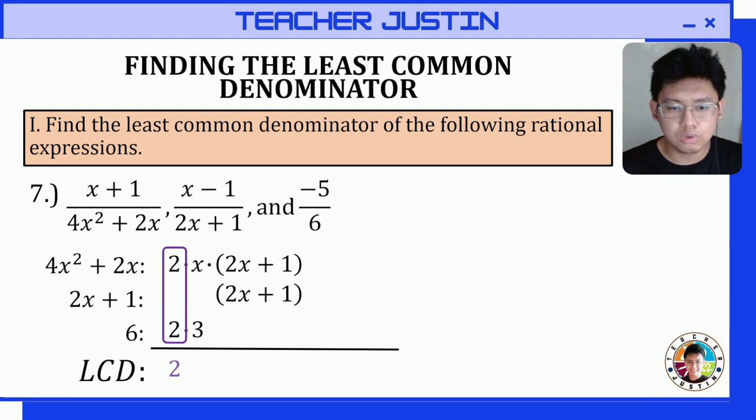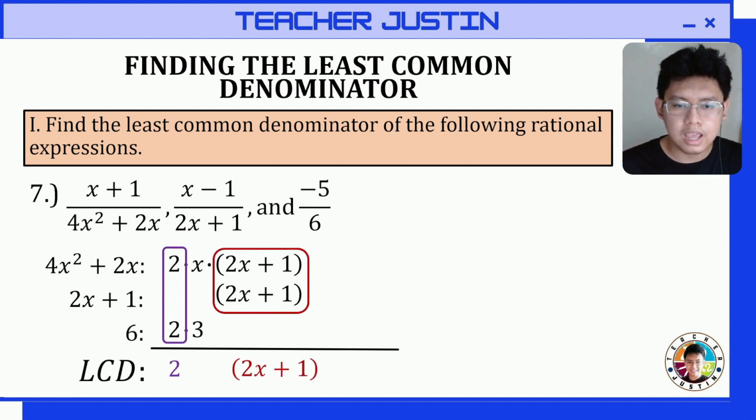So, meron tayong 2 na common factor. Meron tayong 2x plus 1 na common factor. And yung mga walang partner, we will just copy them. Okay, so we have x and 3. So, multiply natin 2 times x times 3 times the quantity 2x plus 1.